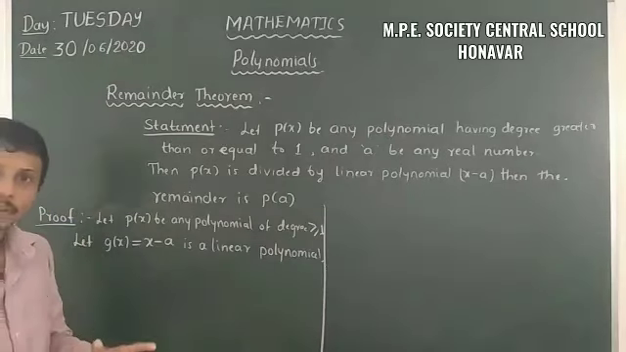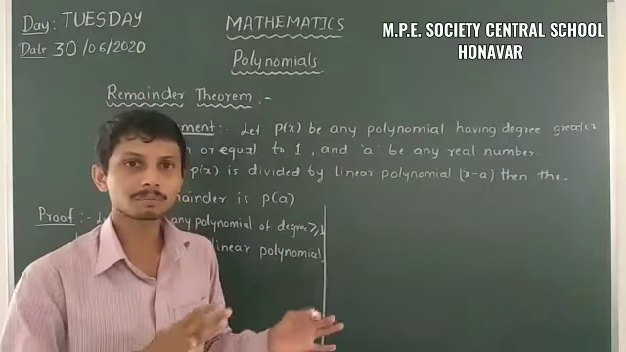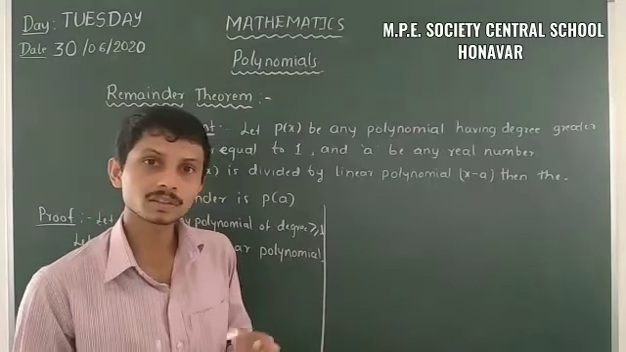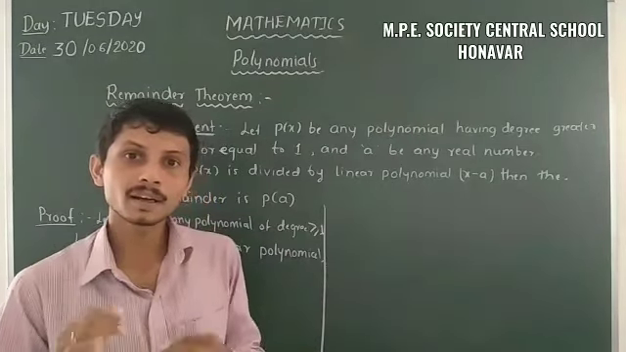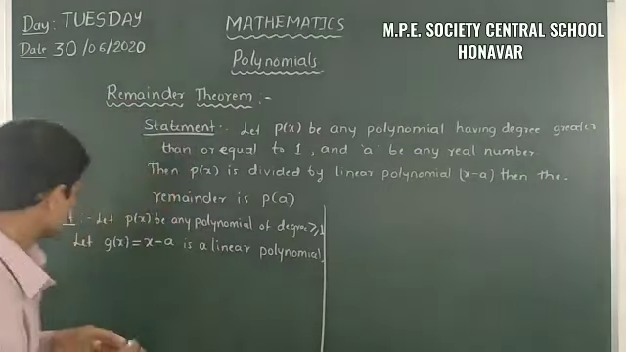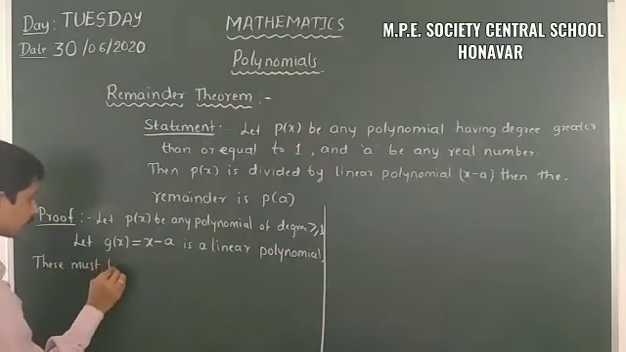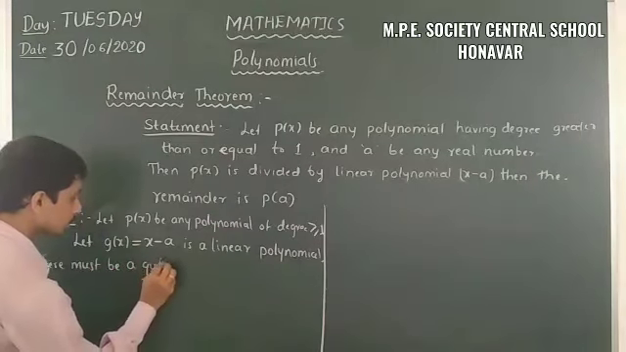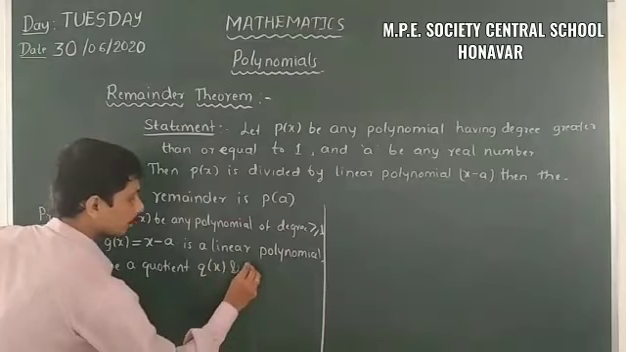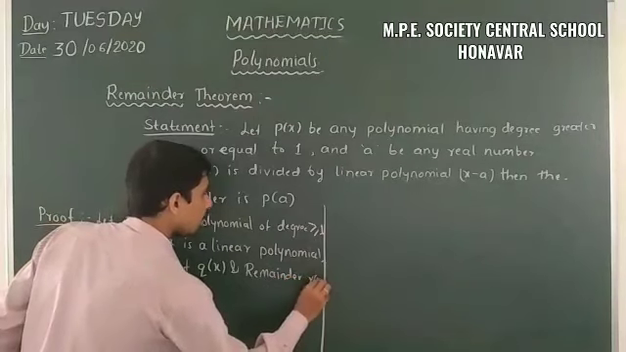After division we get a quotient and a remainder. Already you know that after division we must get a quotient and a remainder. So there exists a quotient and a remainder, and I will call them q of x and r of x. So there must be a quotient q of x and a remainder r of x.